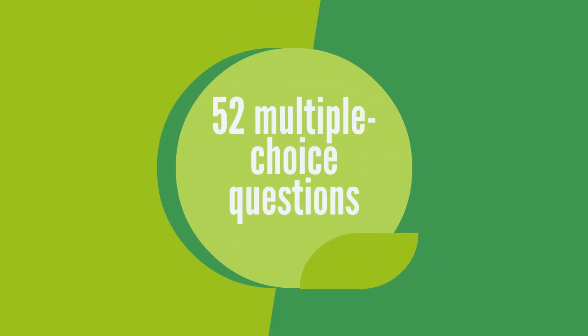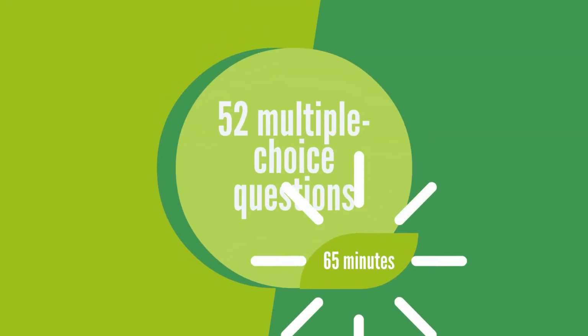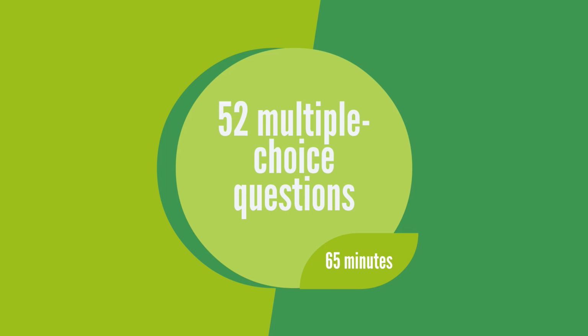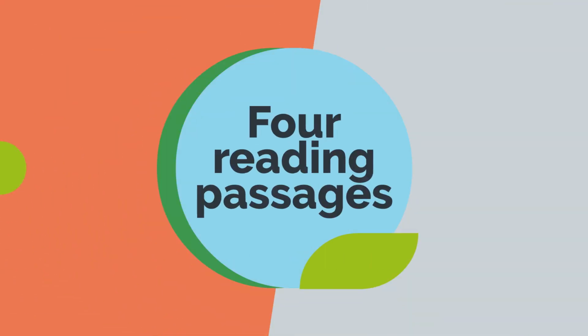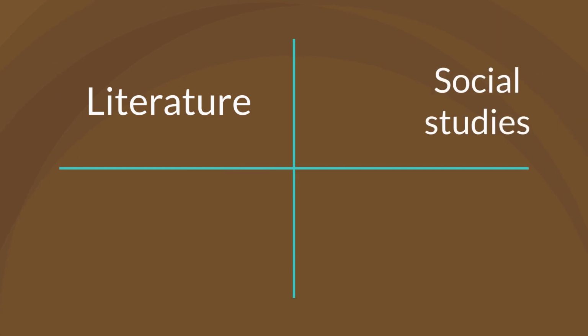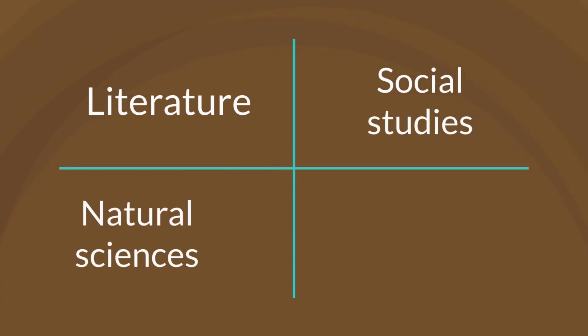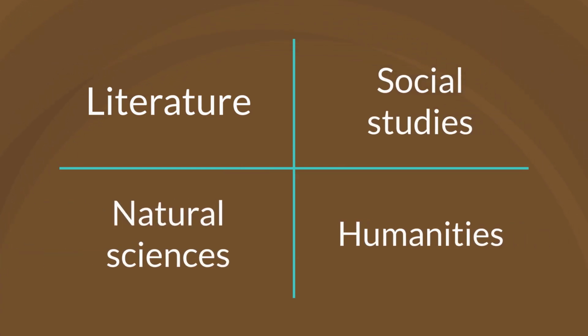Section format. The reading section consists of 52 multiple-choice questions and you have 65 minutes to complete it. The section is divided into 4 reading passages, each with 10 to 13 questions. The passages may cover a variety of topics such as literature, social studies, natural sciences, and humanities.